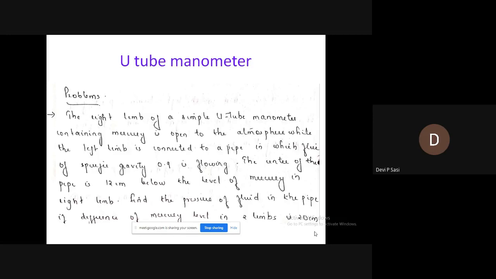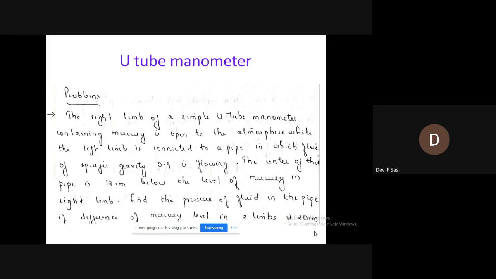Okay. So the first problem is: the right limb of a simple U-tube manometer containing mercury is open to the atmosphere, while the left limb is connected to a pipe in which a fluid of specific gravity 0.9 is flowing. The center of the pipe is 12 centimeter below the level of mercury in the right limb. Find the pressure of fluid in the pipe if the difference of mercury level in two limbs is 20 centimeter.